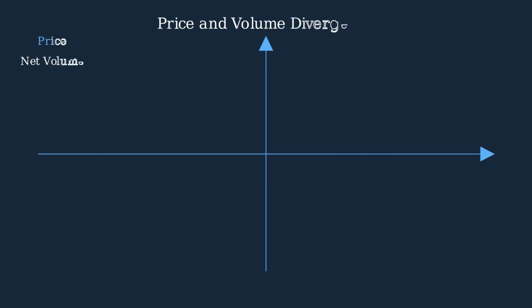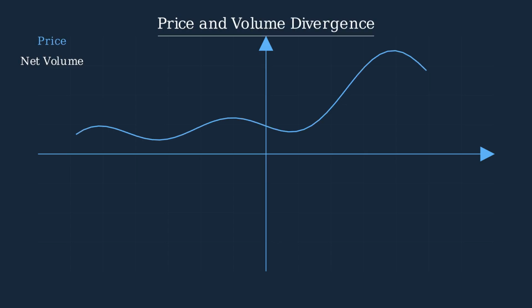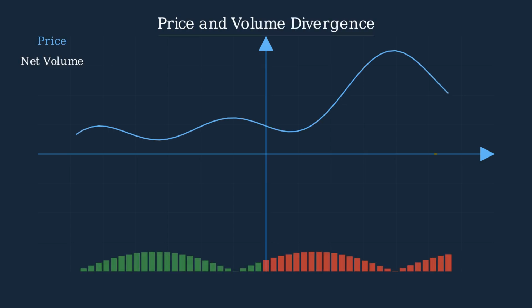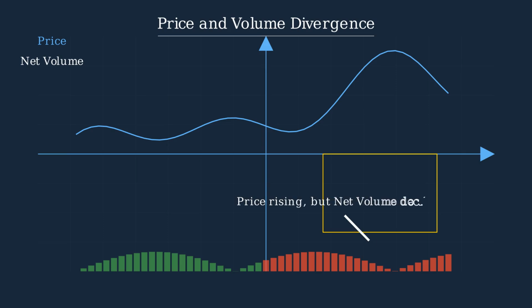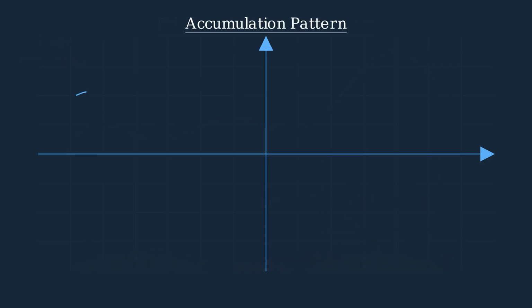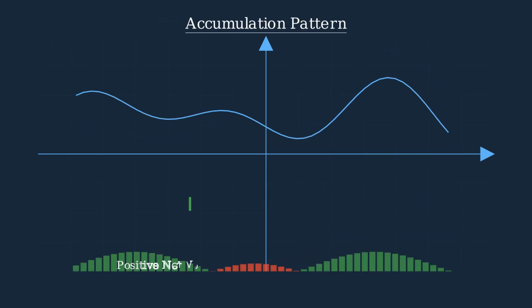Let's examine how to identify divergences between price and net volume. A bearish divergence occurs when price continues upward, but net volume starts to decline. This signals a potential reversal. Next, let's look at accumulation patterns. Here we see positive net volume without a significant price increase.